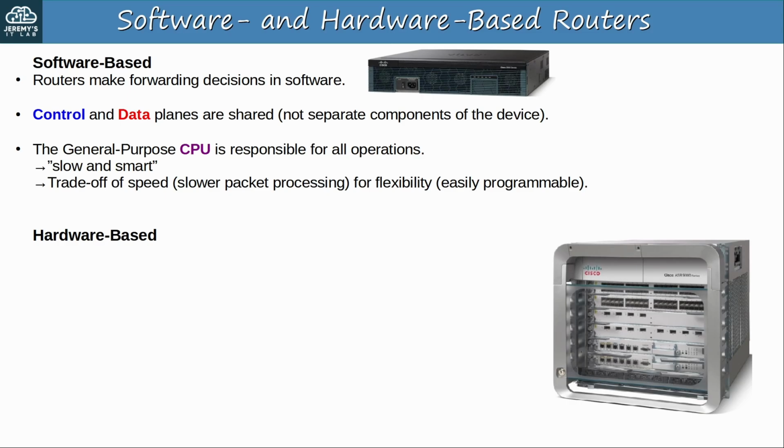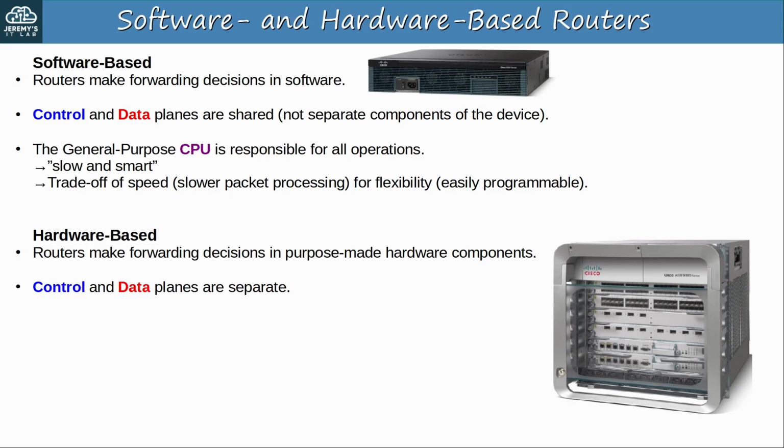Next up, hardware-based routers. This router is an ASR 9K series, which is an example of a hardware-based router. These routers make forwarding decisions in purpose-made hardware components. The control and data planes are separate components of the device. The CPU handles the control plane. It's the CPU's responsibility to take all of the information such as configured static routes and routes learned via OSPF, BGP, etc., and create the routing table, as well as to send ARP requests to build the ARP table.